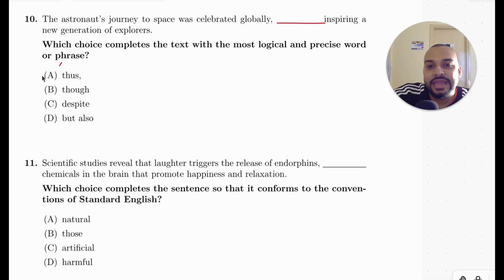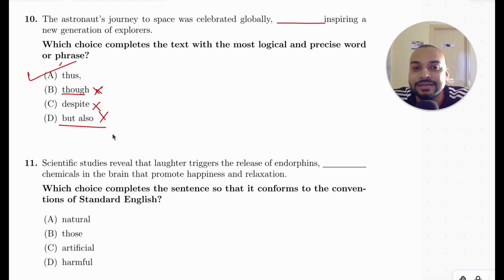So let's see. Option A, the astronaut's journey to space was celebrated globally, thus inspiring a new generation of explorers. Looks correct? Yep. Though inspiring a new generation of explorers, the word though is used to plug in a slightly opposite or a slightly different idea to the one mentioned just before. So no, that's not correct, because here the two ideas are in succession to each other and reinforcing each other. The astronaut's journey was celebrated globally, thus inspiring a new generation of explorers. Despite inspiring, no, negative connotation. But also inspiring, no. Again, negative. That means the idea just before was not entirely positive or celebrated. That's why they've written but also. So no. Option A is the correct one.